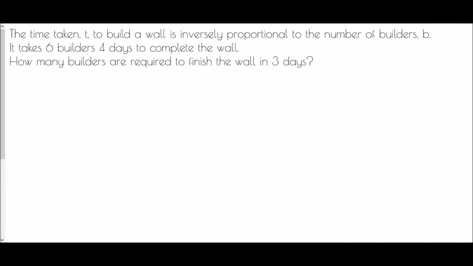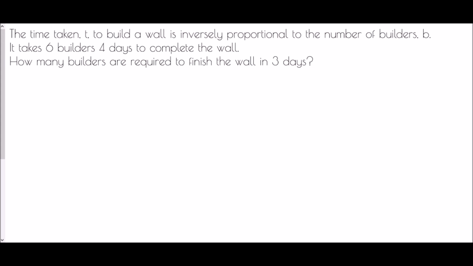In our last example, we are told that the time taken, t, to build a wall is inversely proportional to the number of builders, b. It takes 6 builders 4 days to complete the wall. How many builders are required to finish the wall in 3 days? Now this one here is something that is true to life. If you get more people working on a process, it's going to take less time. Less people, more time. So there is our inverse proportion at work.